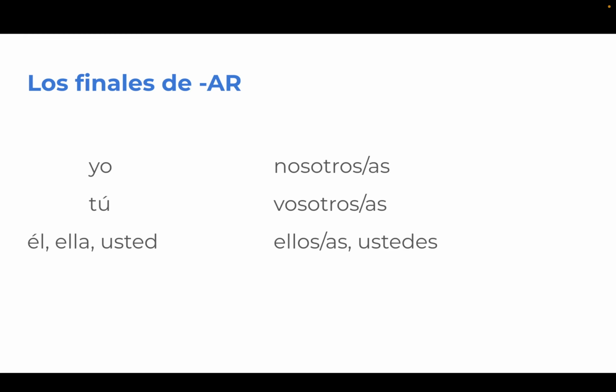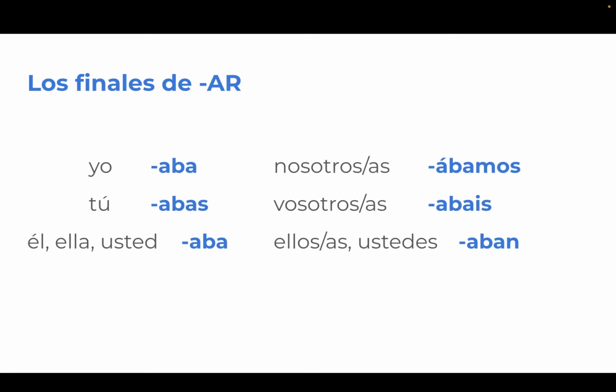Señora, how do we conjugate this imperfect tense? Well, here we are with the AR verb. Let's start with AR, which I quite enjoy. Here we have our regular verb chart. And whenever we have an AR verb, we're going to slap an aba on. Aba, abas, aba, ábamos, abais, and aban.